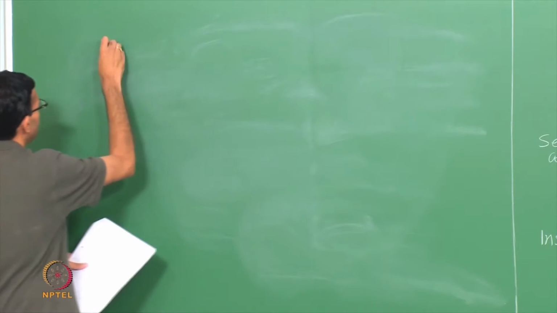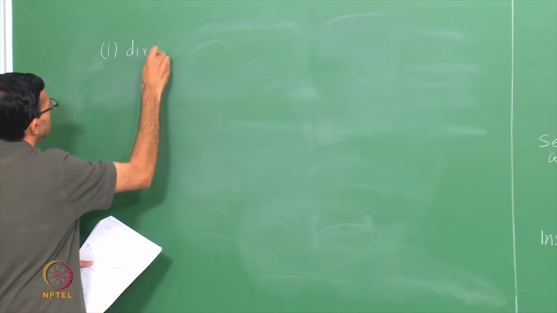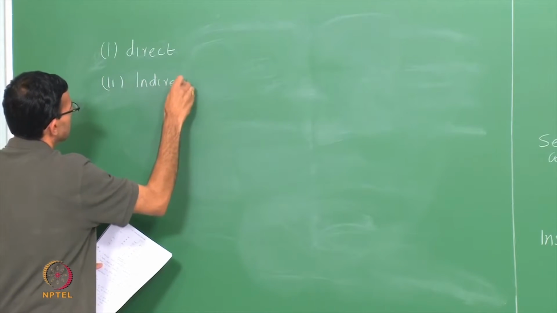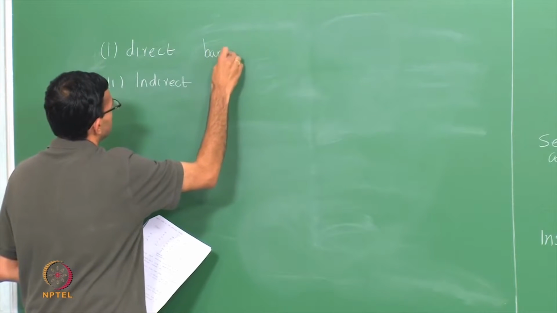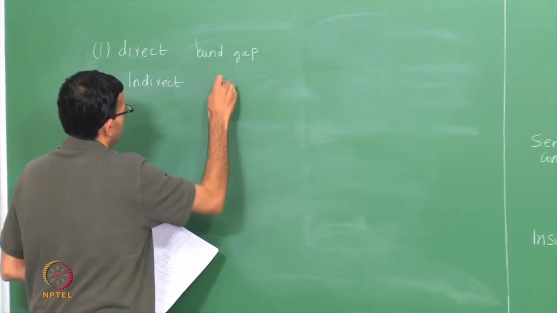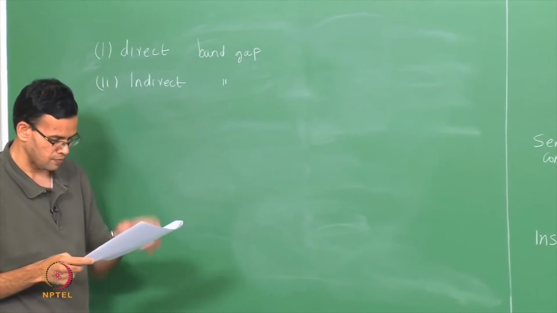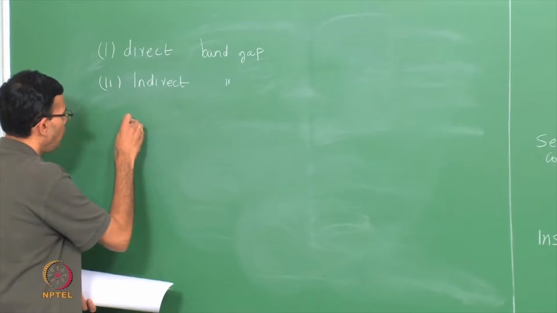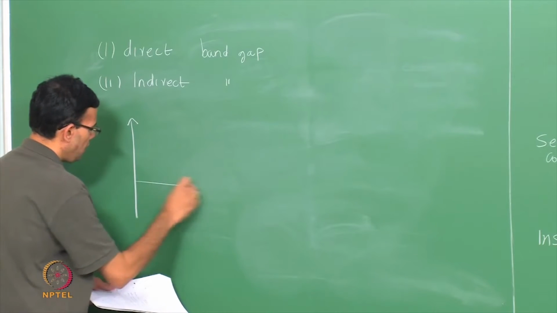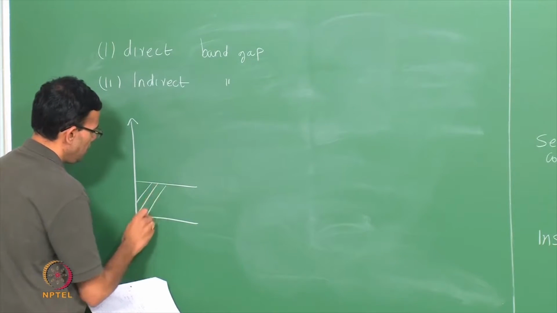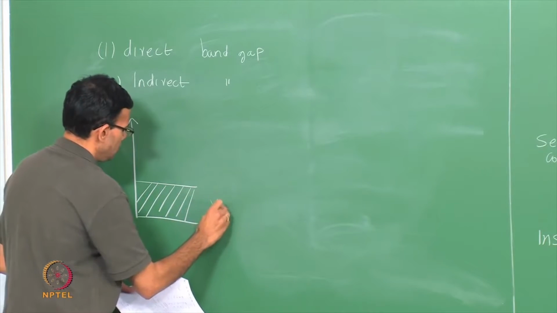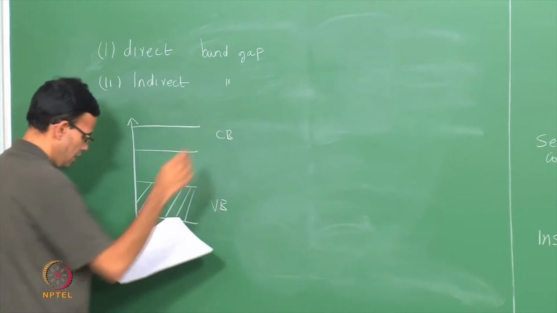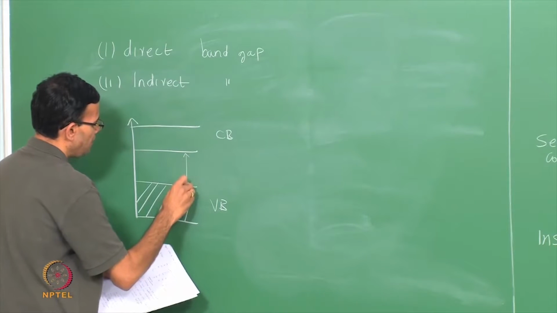Here, we can classify semiconductors as direct and indirect band gap semiconductors. We have a direct band gap and an indirect band gap. So, how do we understand the difference between these two? Let us go back to our model for semiconductors. We have a valence band that is completely full. We have a conduction band that is empty, and we have a band gap in between them.